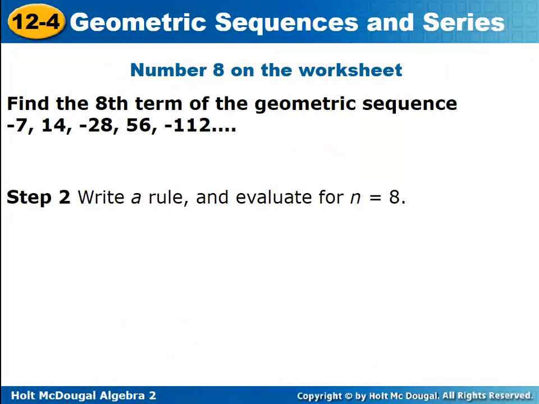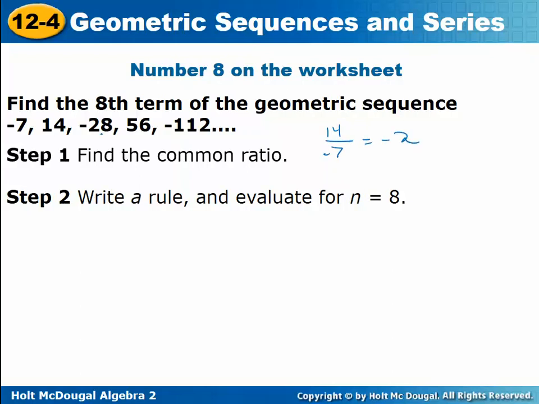Okay, so here we have number 8 on the worksheet. So if you haven't started doing your worksheet yet, this is a good time to do that. Our sequence is -7, 14, -28, 56, -112. Our first step is to find the common ratio. So the second term, 14 divided by -7, is -2. And I'll just verify, I would also get that if I took the third term divided by the second, that'd also be -2. So there's my common ratio.